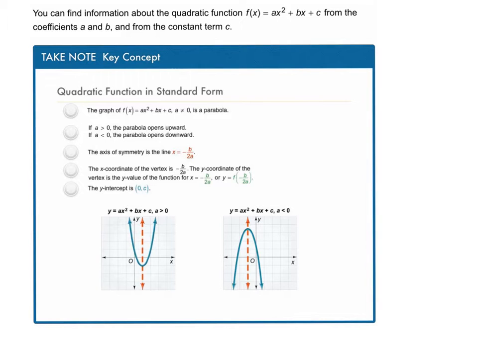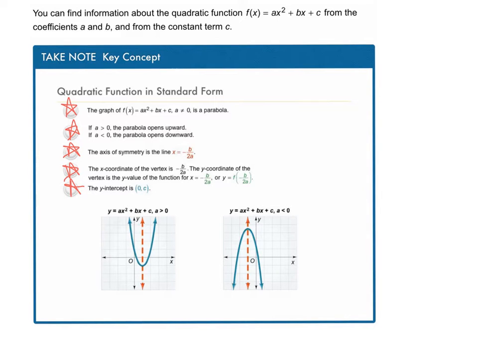So each one of these little bullet points here is something that you should write down. Okay, they are all very important. The first one there says the graph of f(x) = ax² + bx + c, a cannot equal 0, is a parabola. That's just our standard form. If a is greater than 0, the parabola opens upward. If a is less than 0, the parabola opens downward.